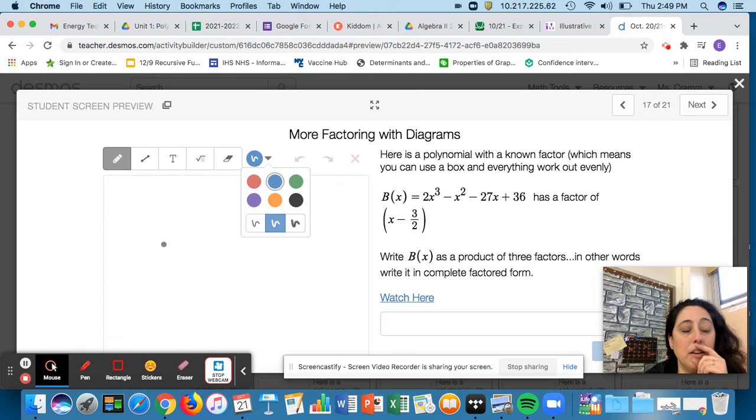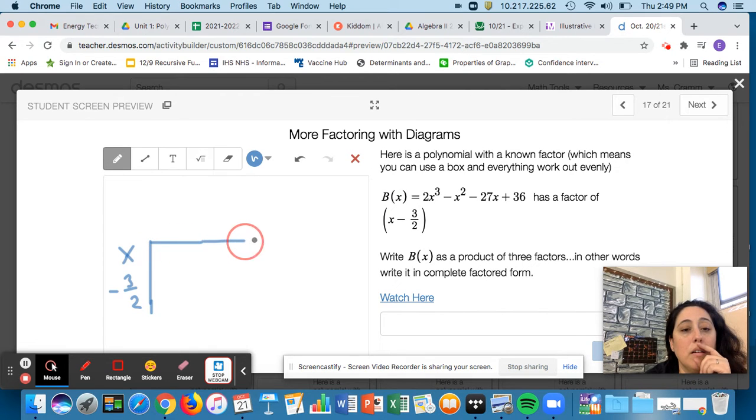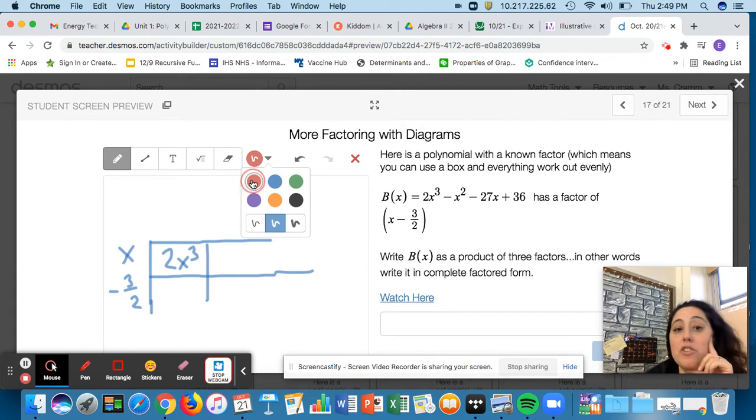Okay, so let me just write down what I know. All right, so I know x and a negative 3/2. All right, so again, this is standard form. It would go inside of the box. So let me start with 2x to the third. So I know 2x to the third would go in the top left-hand corner of this box. Let me just kind of set it up. Okay, so cool. So now I get to figure out, well, what don't I know?